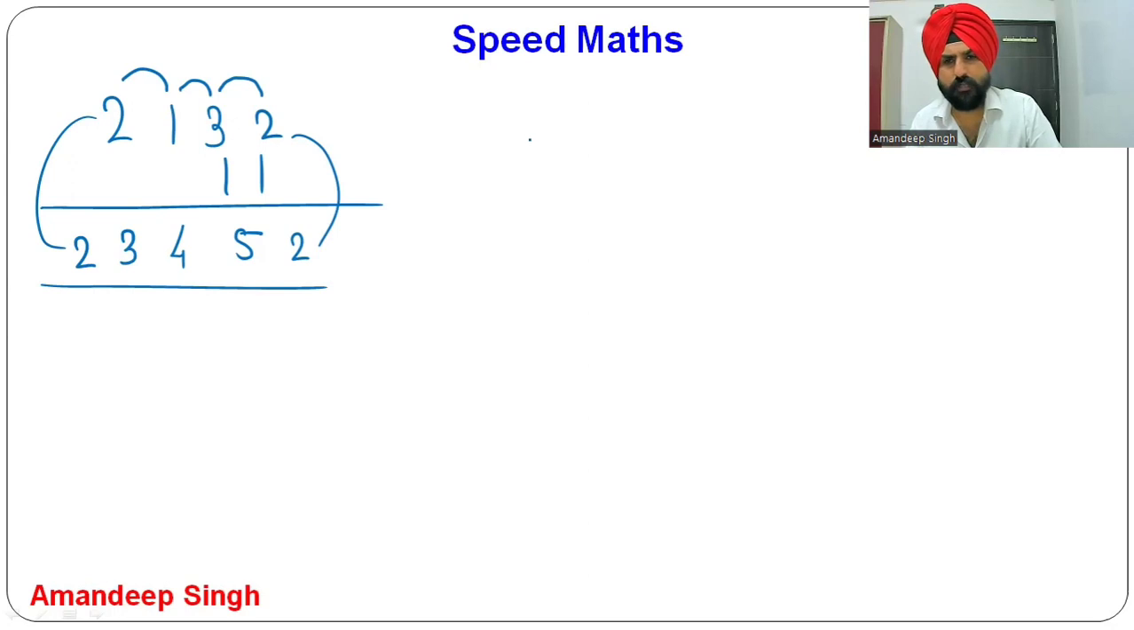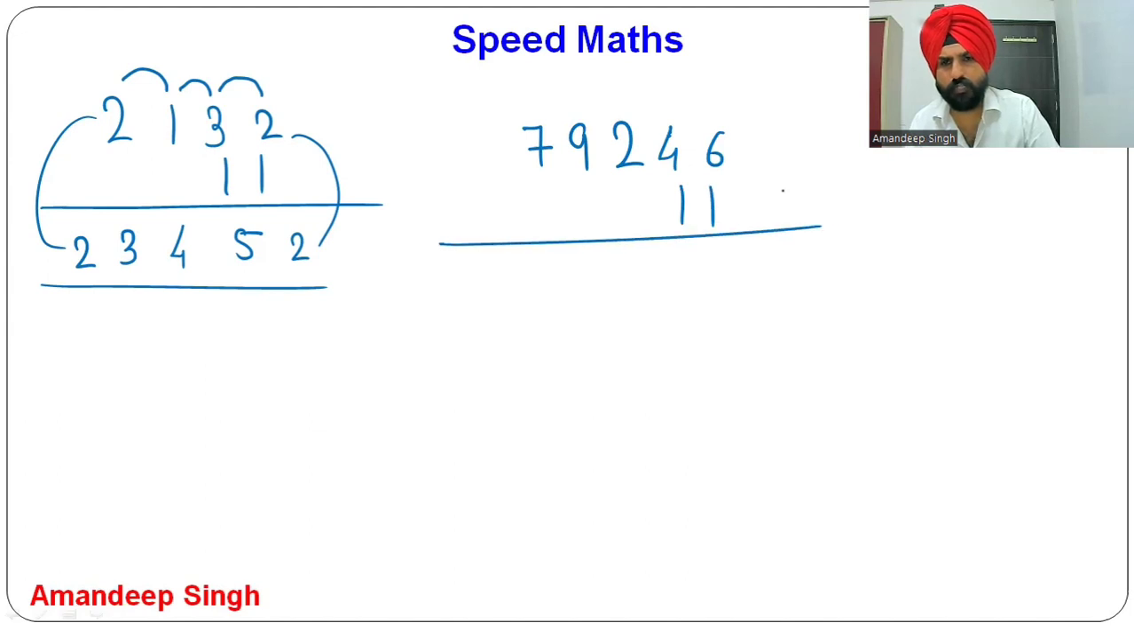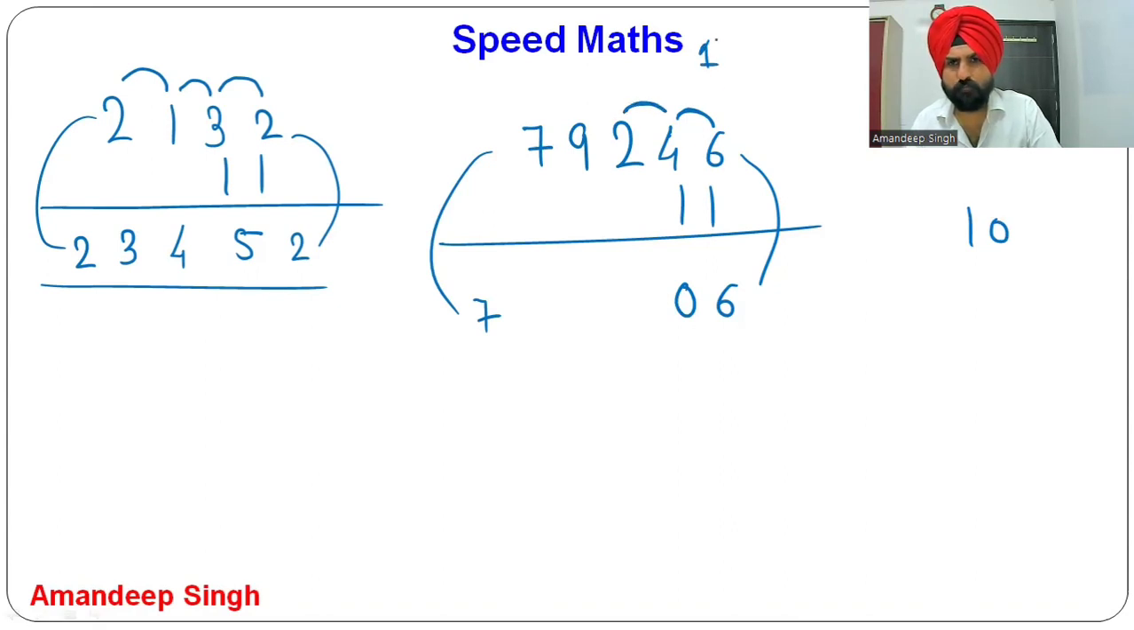Let's have a bigger number with bigger digits. Let's say we have 79246 into 11. Don't worry, just go by the method. Write 6 here, write 7 here. Now add pairs. What is 4 plus 6? It is 10. I will not write 10, I will only write 0. 1 will be for carry. Now what is 4 plus 2? It is 6, but 1 was carry. That's why it will be 7.